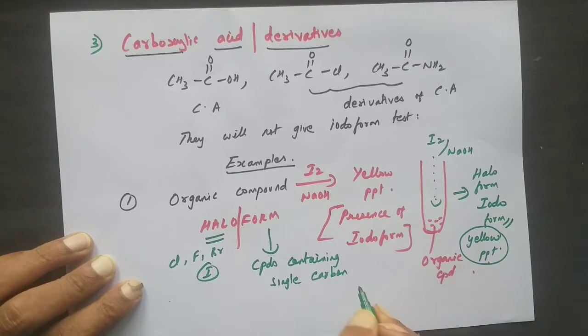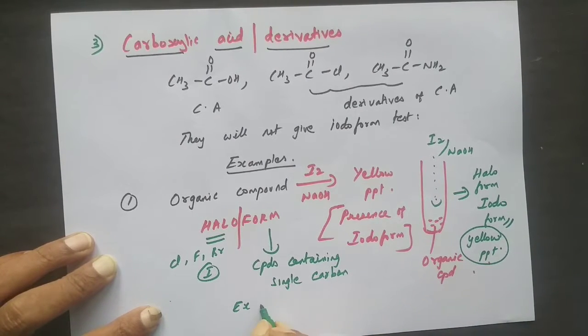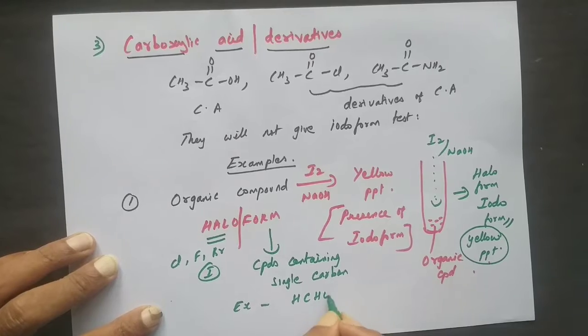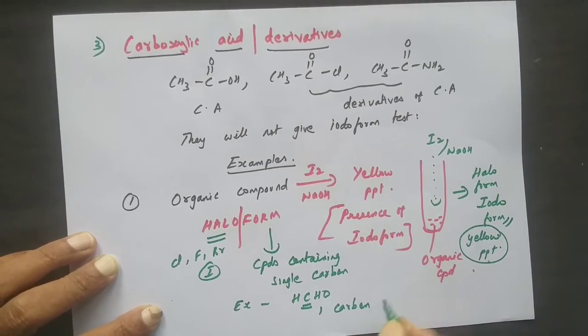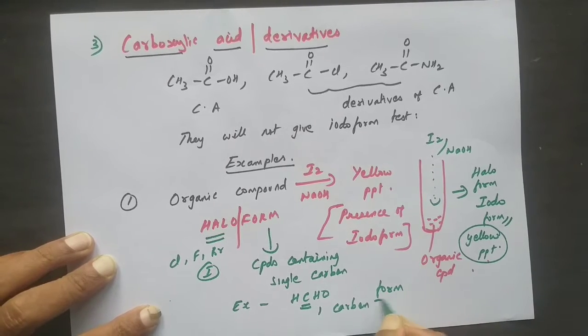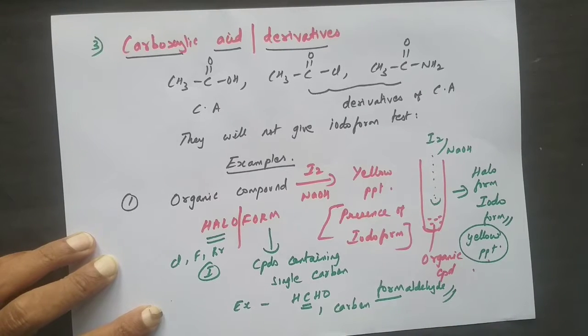So any compound containing only one carbon, we can call it as form. Examples, you can take formaldehyde, HCHO. Here only one carbon. That's why it is called as form. Form means one carbon followed by aldehyde. Like that you can take the formic acid and the other things also.